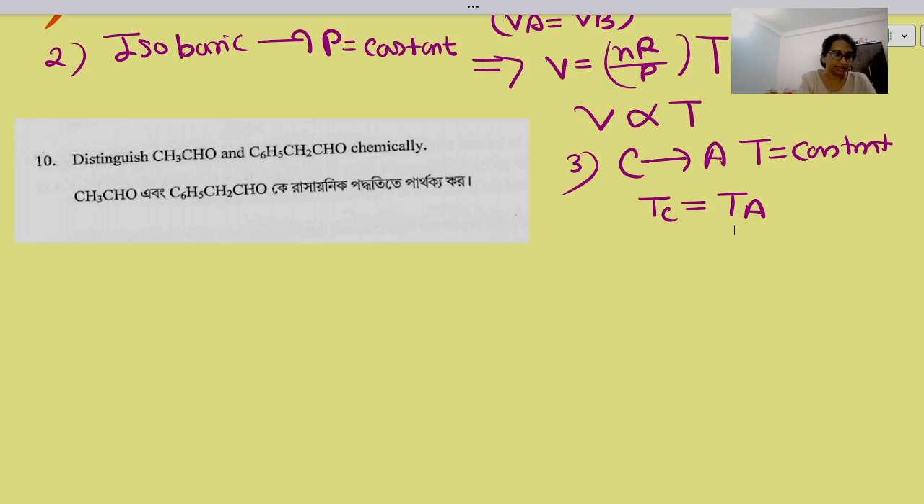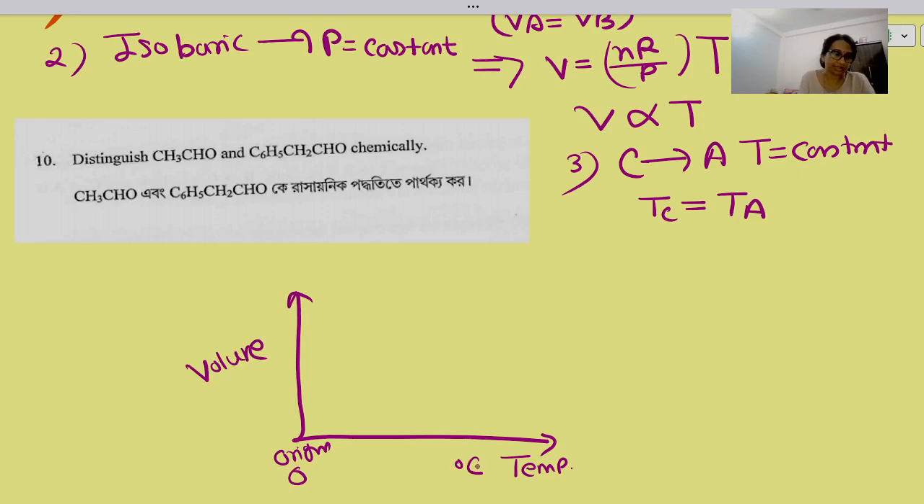Is it clear? Now draw the graph like that. The graph is between V and T, with origin point O. The x-axis is temperature and the y-axis is the volume. Temperature is in degrees Celsius and volume V is in liters. Now, according to our condition, the graph is like that.